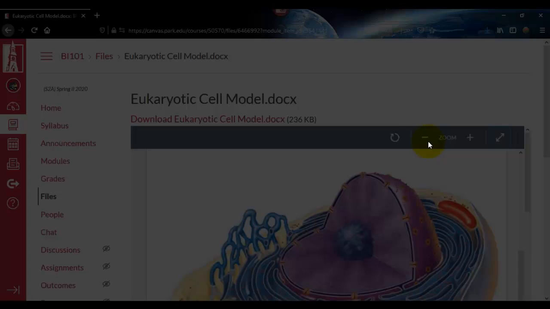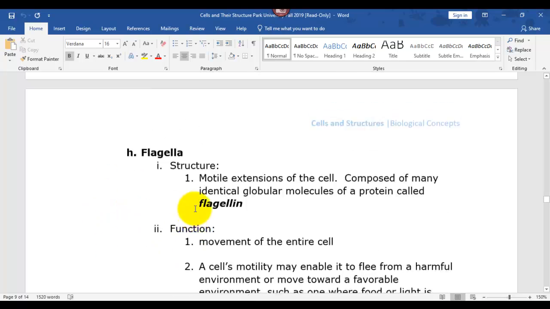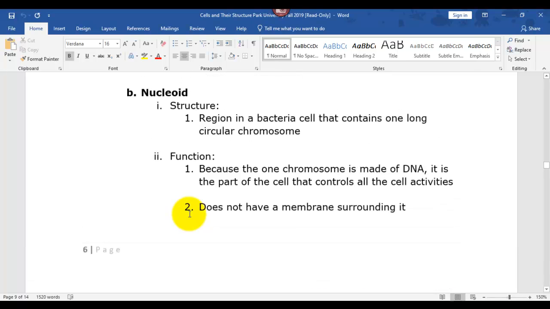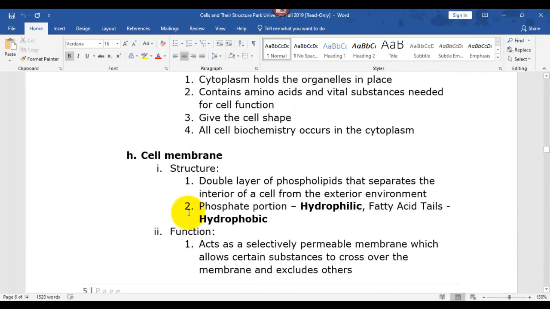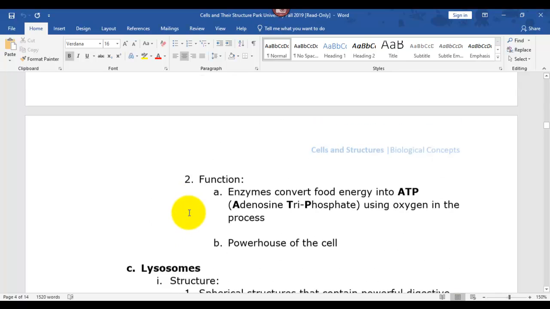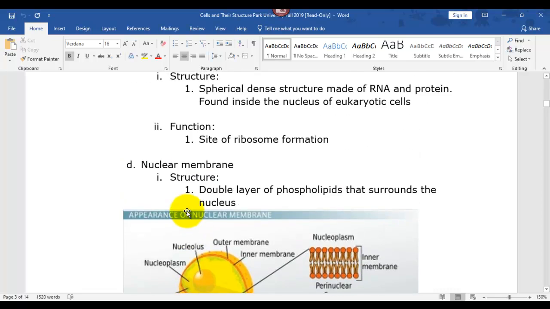And if I skipped over it, I didn't mean to. Let me go back. Cell walls, nucleo. So that's prokaryotic. Nope, I don't see it. Okay, well, a little extra information.